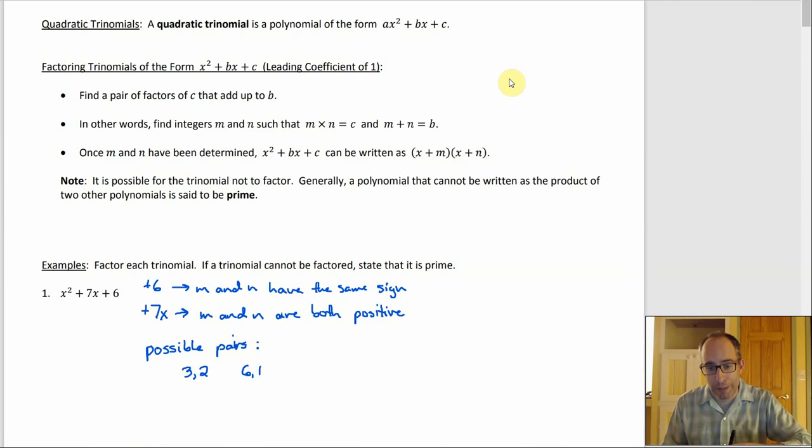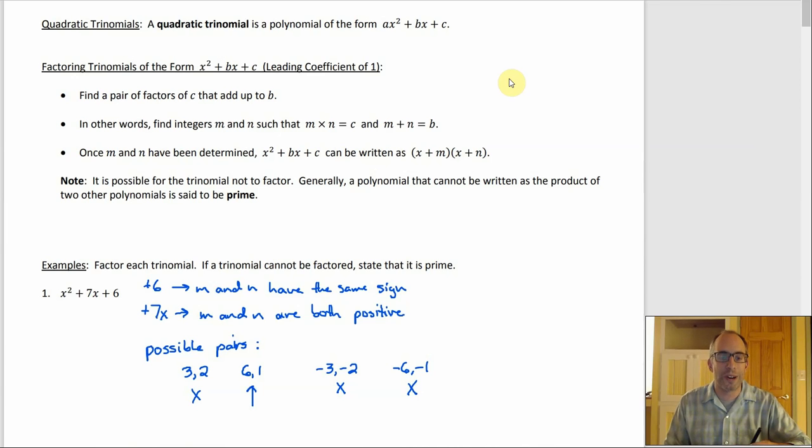Because your other options would be, I guess I can write these off to the side, -3 and -2, when you multiply you get 6, but you're not going to get the right middle term, right? You'd get a negative middle term, so that doesn't work. And then -6 and -1, same thing. You don't really have to worry about that either. Then going back over here, if you add these together, you're going to get 5. So that doesn't work. But if you add these together, you're going to get 7. That's what we want. So that's the one right there.